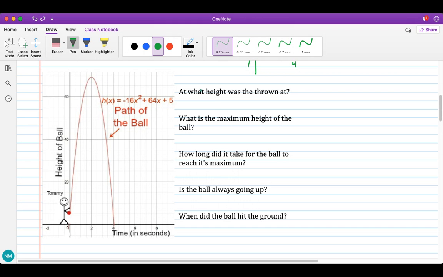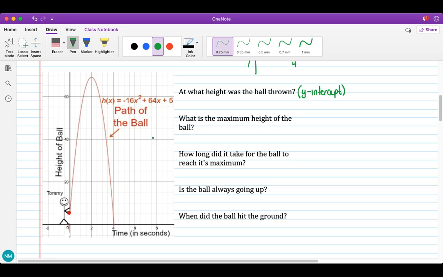At what height was the ball thrown? Do you like my English? At what height was the ball thrown? I'll say that. I think that's English. Okay, at what height was the ball thrown? So this is asking, where was the ball before I threw it? Or before Tommy threw it? So this is my y-intercept.